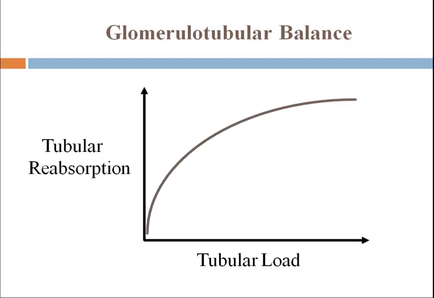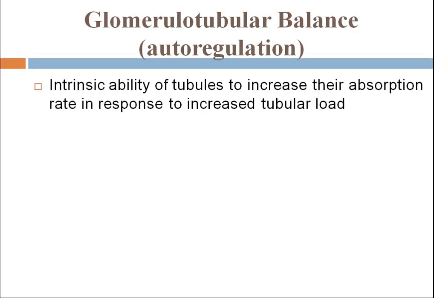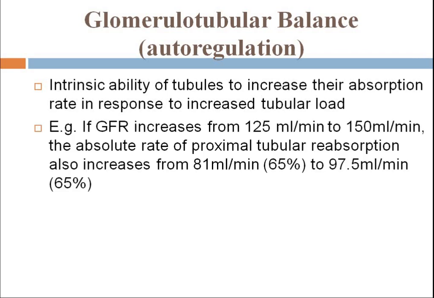That means the tubular load is directly proportional to reabsorption. Reabsorption is directly proportional to the tubular load. That means a form of auto-regulation is there in the tubules also, known as glomerular-tubular balance. That is the intrinsic ability of the tubules to increase their absorption rate in response to increased tubular load. So if there is more tubular load, they will increase their capacity to absorb.